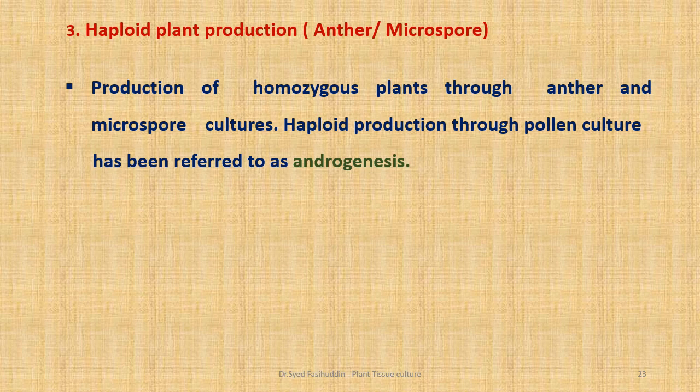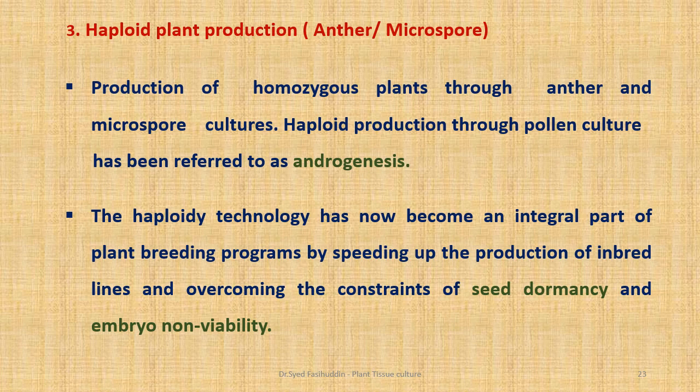Haploid plant production through anther and microspore culture technique. It is the production of homozygous plants through anther and microspore cultures. Haploid production through pollen culture has been referred to as androgenesis. The haploidy technology has now become an integral part of plant breeding programs by speeding up the production of inbred lines and overcoming the constraints of seed dormancy and embryo non-viability.